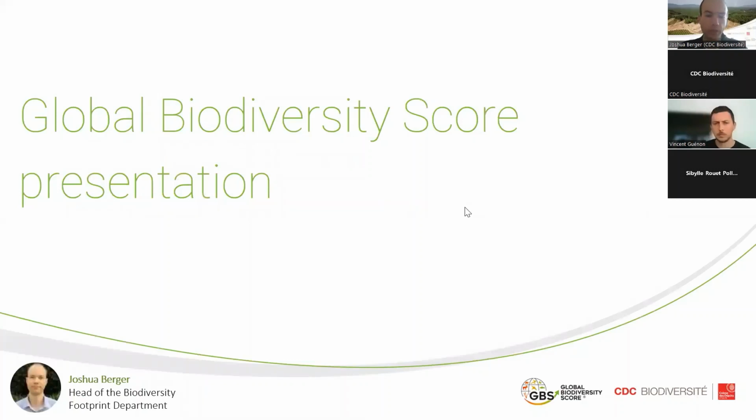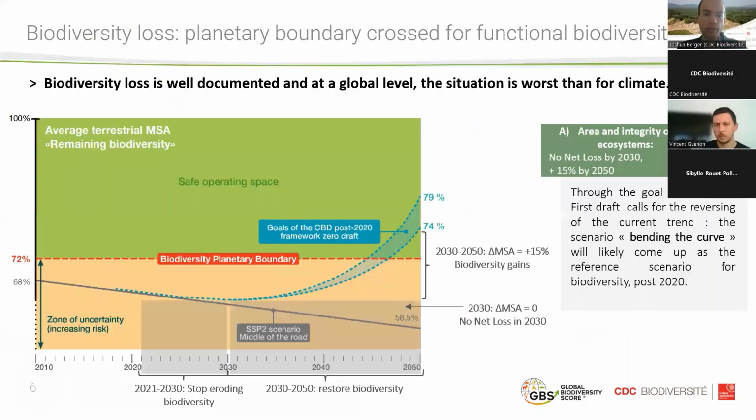To start with some context on global biodiversity loss, on this slide you can see the remaining biodiversity at the global level on the vertical axis. So in 2010 we had only 68% biodiversity remaining, and we were losing about 0.27% per year, which would lead us in 2050 to 58.5% remaining biodiversity. And that's biodiversity defined as ecosystem health, so the integrity of ecosystems.